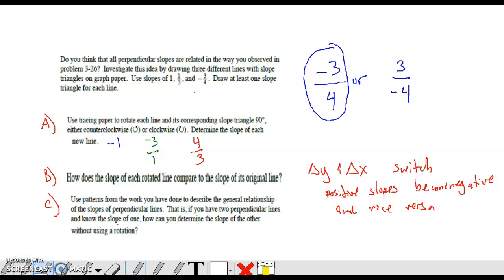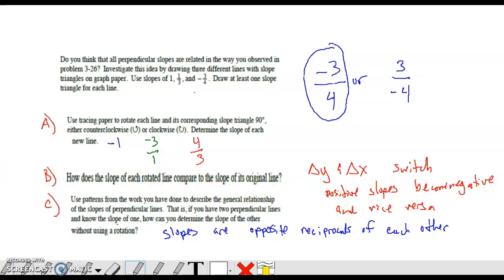Part C, use the patterns from the work you've done to describe the general relationship of the slopes of the particular lines. So again, what we're saying is the slopes are opposite reciprocals of each other. And it's important to know this so that we don't have to use tracing paper in order to figure this out.